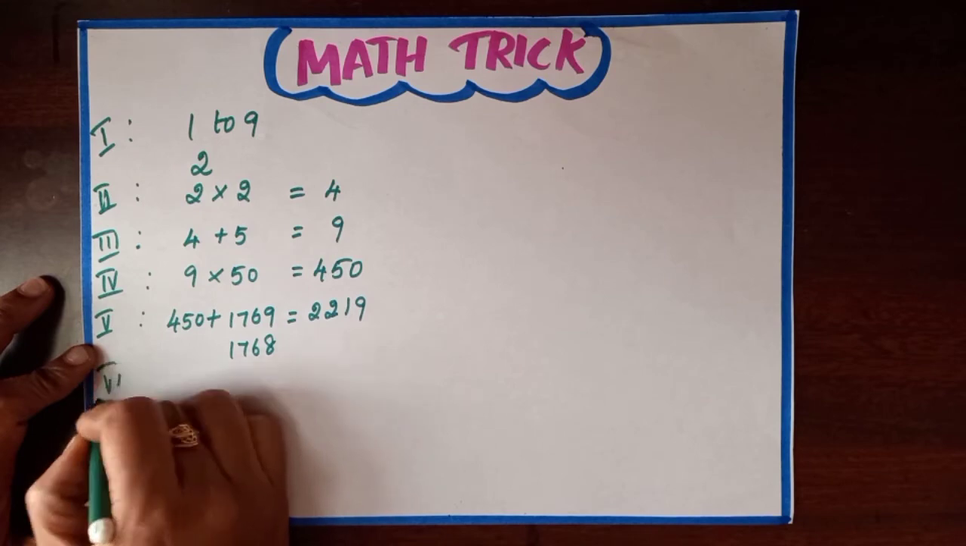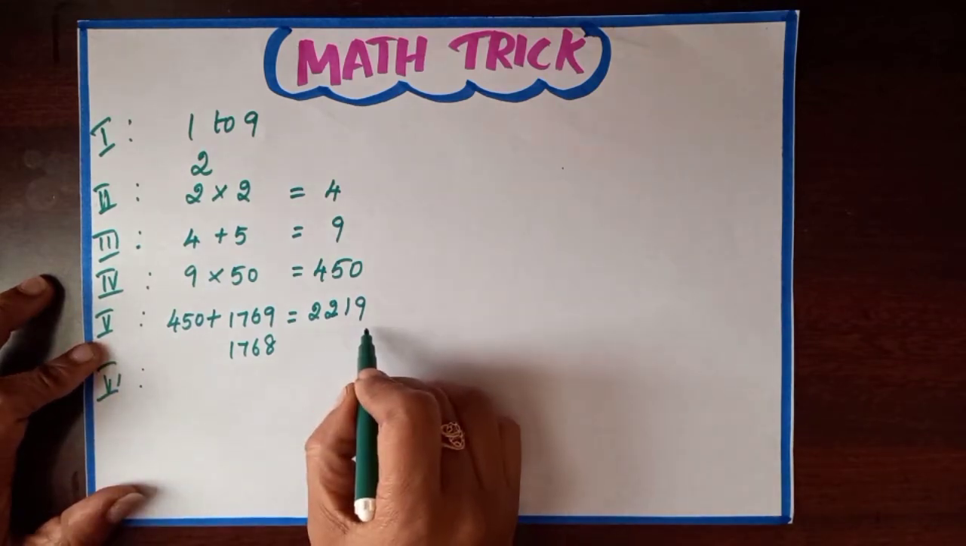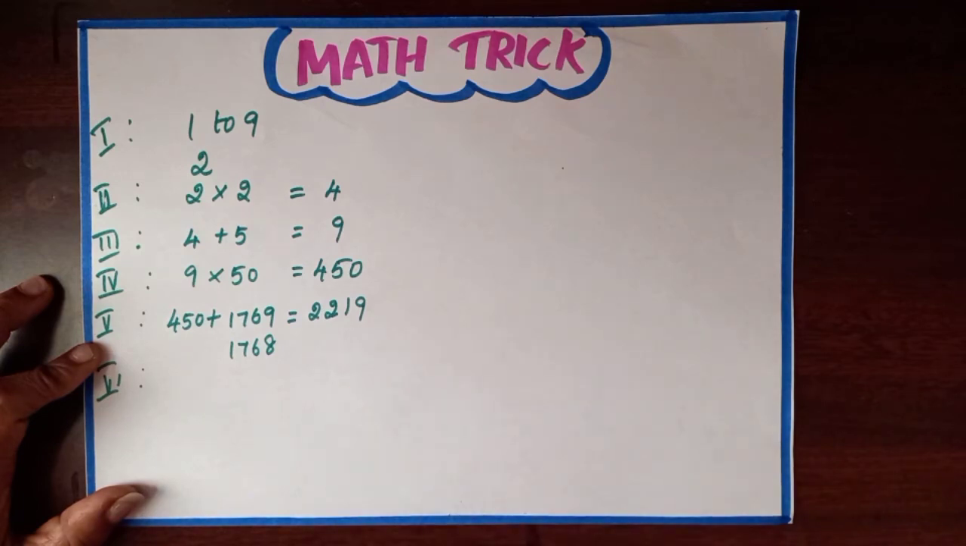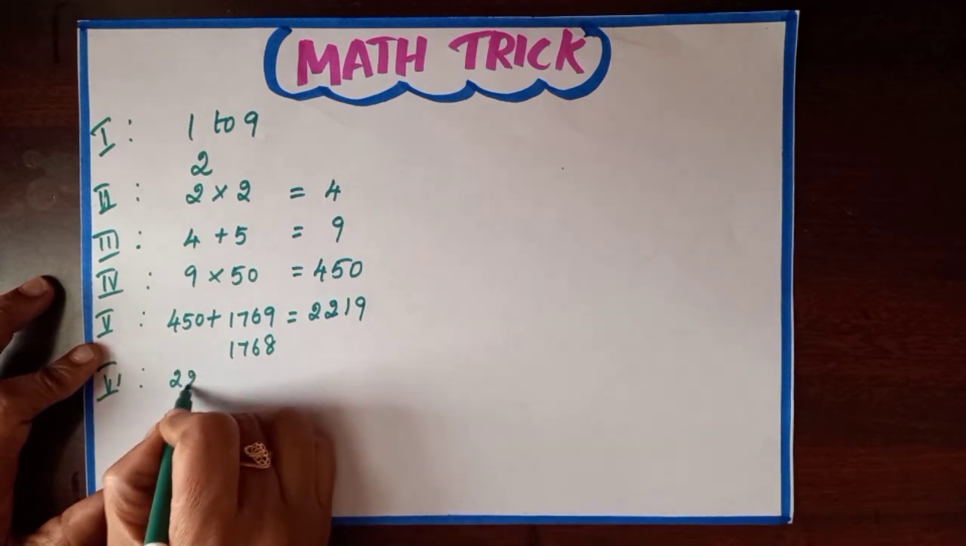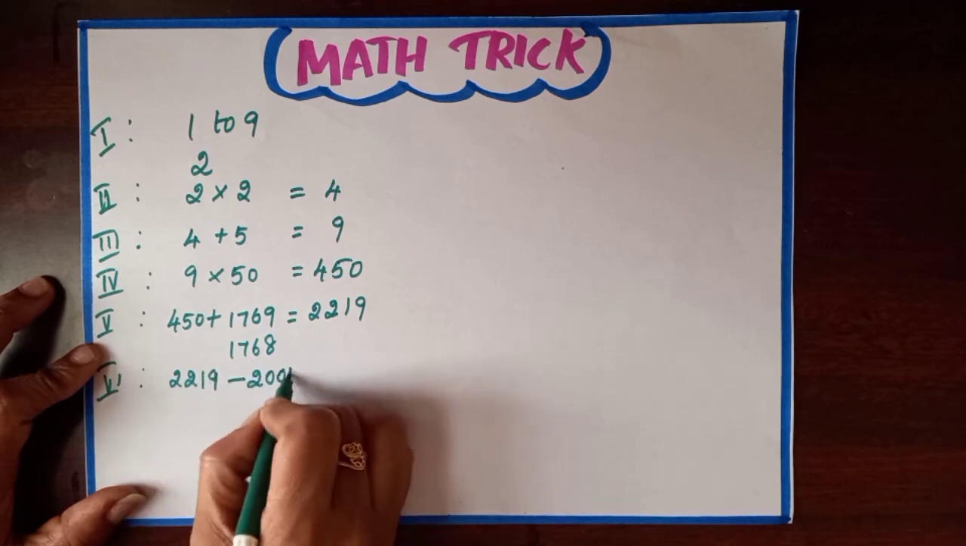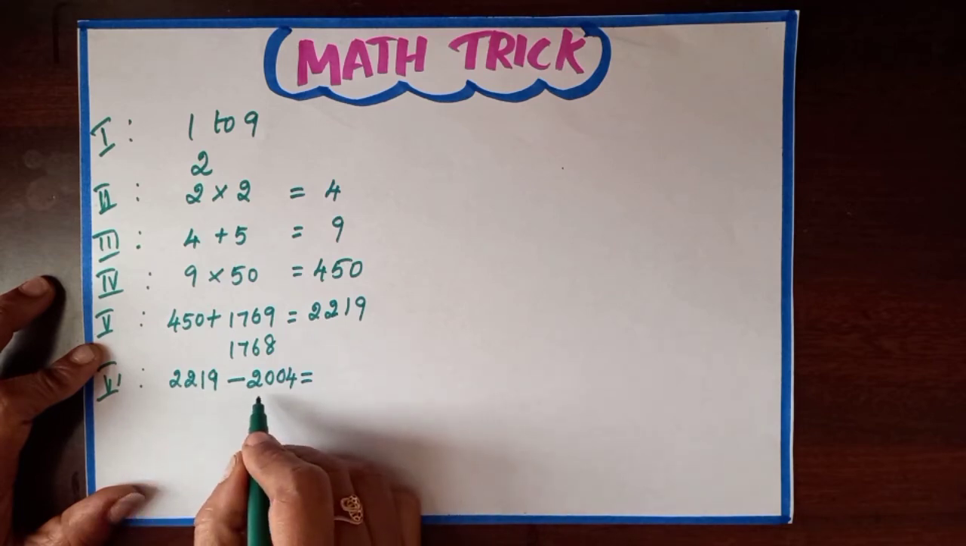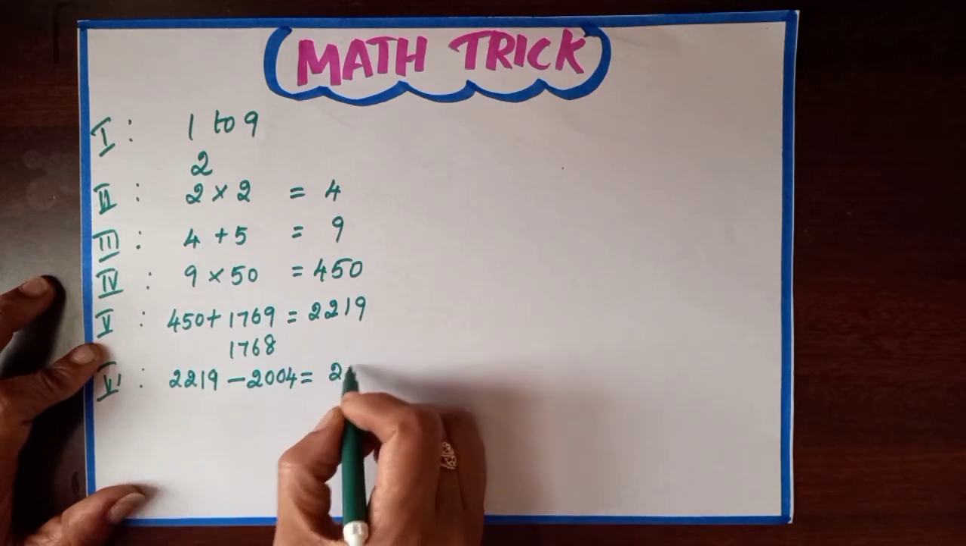Step 6. You are supposed to have a 4-figure number. If you don't, something has gone terribly wrong. Check your calculation. Step 6 is you need to subtract the year of your birth from your final result. The final result is 2219 minus 2004, which is 215.